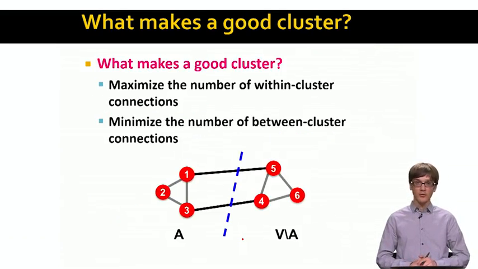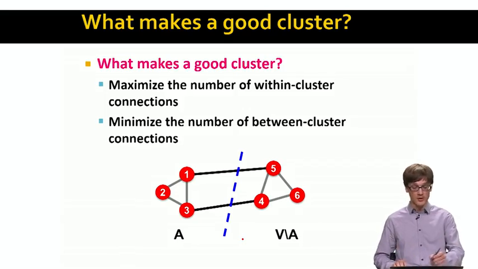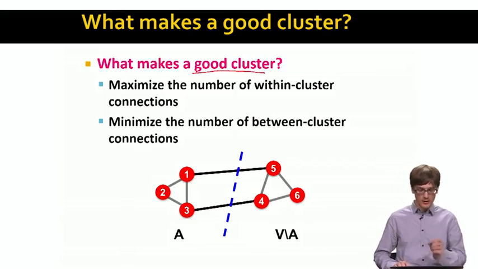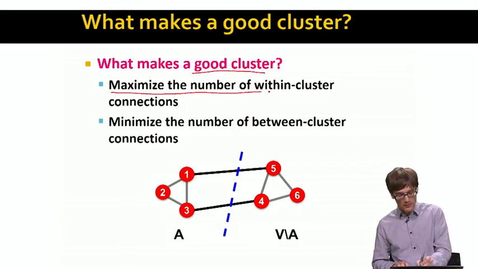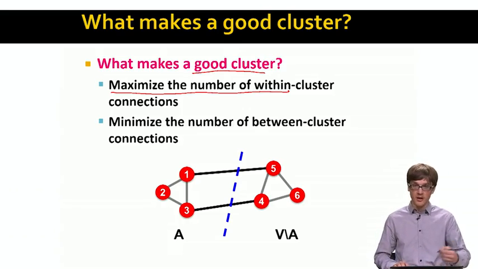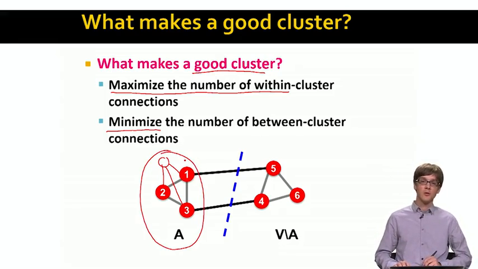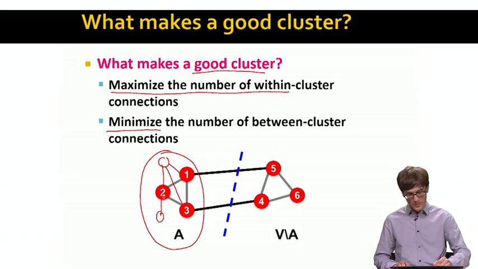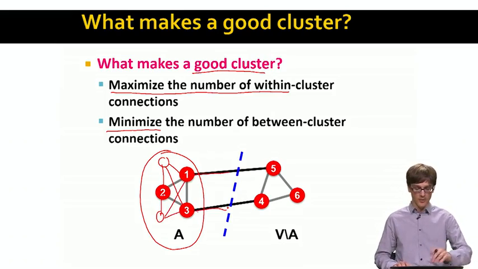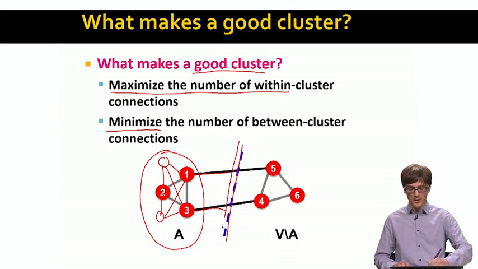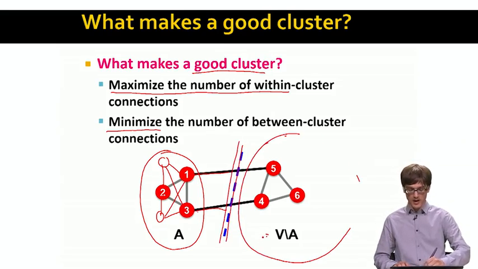The way to think about how we define a good cluster, I have already implicitly spoken about it. Intuitively, what makes a good cluster is to maximize the number of within-cluster connections, so nodes that are in the same cluster, we want them to link to each other. And then we want to minimize the number of connections that go between clusters. So if this set of nodes, let's call it A, is a cluster, we want lots of connections between the members of the cluster, and few connections to the rest of the network. So we want this cluster to be separated in an easy way from the rest of the network. This is our set B in this case.